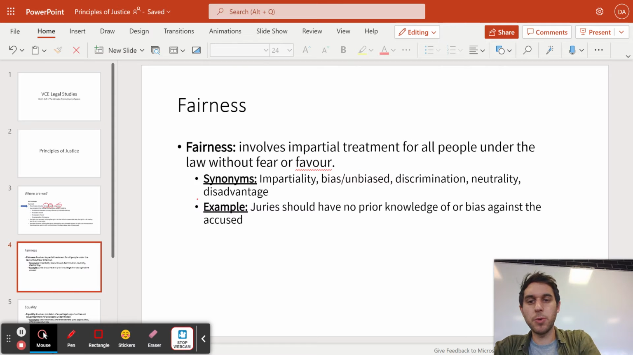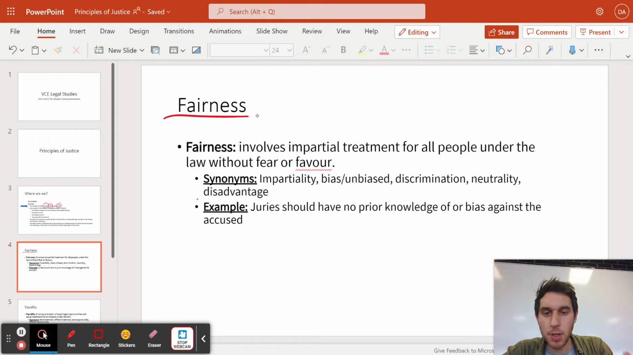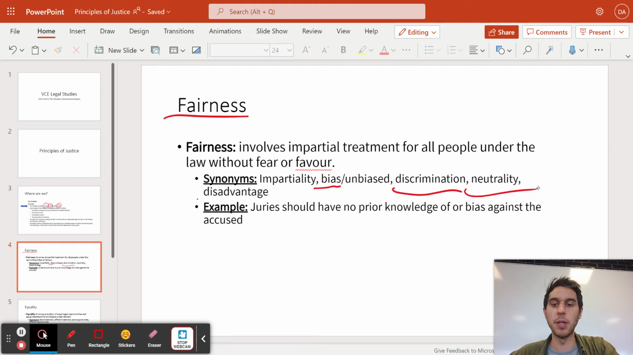So what's our first principle? Well, the first one is fairness. Fairness involves impartial treatment for all people under the law. When we talk about fairness, we might use synonyms like treating people with impartiality, making sure that no one is treated with bias, making sure that no one receives discrimination by our legal system, treating them with neutrality, or making sure that no one has too great of a disadvantage when they're using our legal system. Or on the other side of the coin, they don't have too great of an advantage, because that would be a bad thing as well.